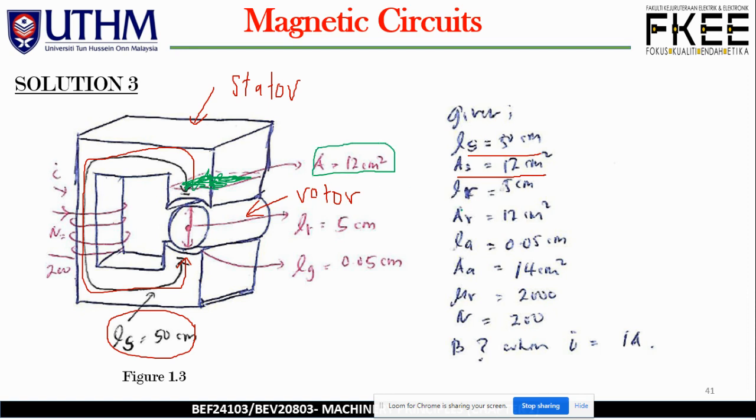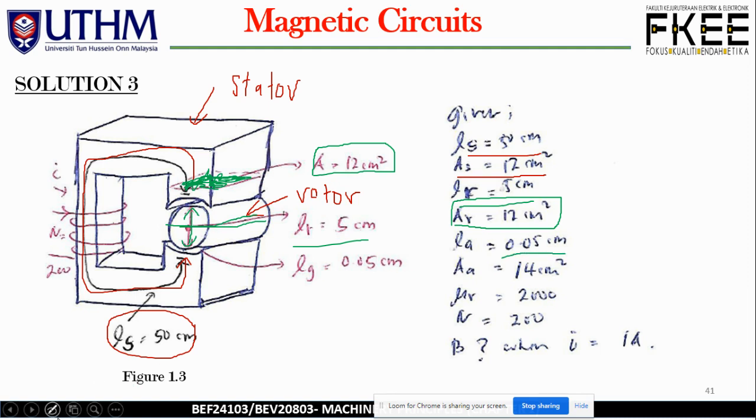So what about the rotor mean flux length? 5 centimeter is over here. The motor length over here, or you can simply say this is the diameter of the rotor. The cross-sectional area of the rotor is identical, 12 centimeter squared, and inside this one also the same. We have the air gap length, or distance, which is 0.05 centimeter.